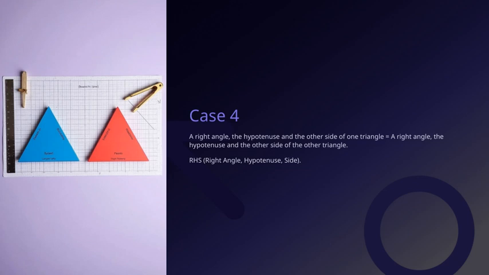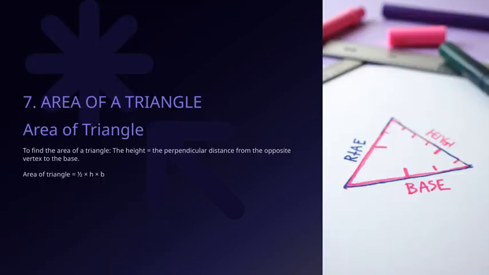So, in this case, recognizing the shared right angle, hypotenuse, and the other side helps us confirm that these triangles are indeed congruent, tying back to our overall theme of triangle congruence criteria. Let's talk about the area of a triangle. To find the area, we need to understand what the height actually is.